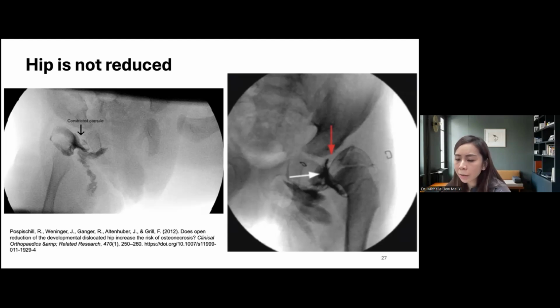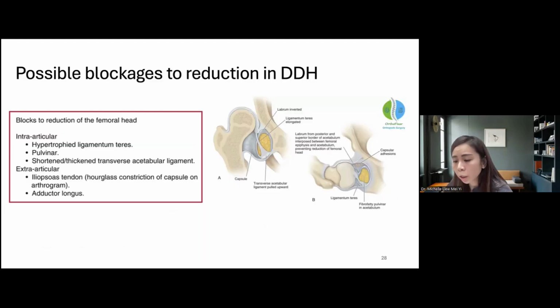So if these were left as such and immobilized in a hip spica, most likely the hips will dislocate back to where they were before once the hip spica is removed. Therefore, open reduction is necessary to assess and confirm structural blockages, during which they can also be removed for successful reduction. So these are possible blockages to reductions in the DDH.